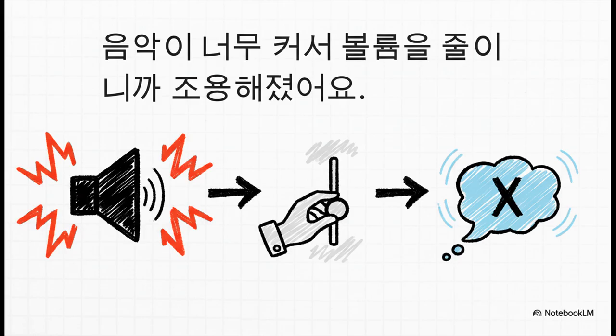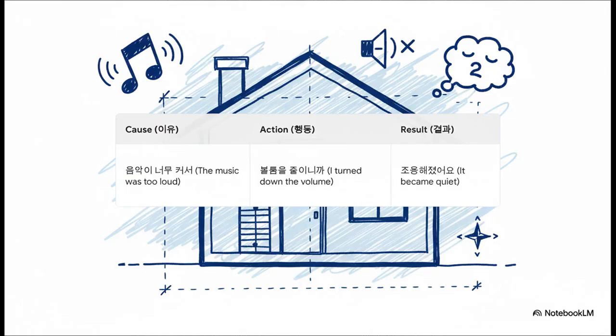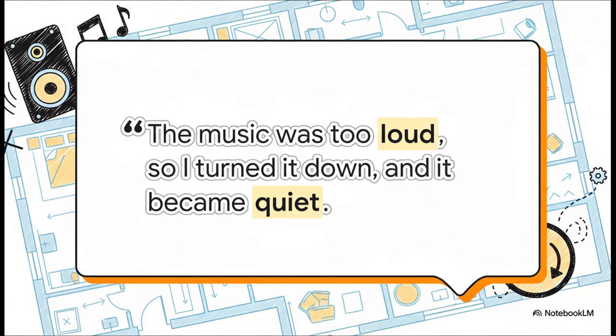Here's another situation I'm sure you've been in. 음악이 너무 커서 볼륨을 줄이니까 조용해졌어요. Another classic problem and solution story. And if we apply our blueprint, you see the same perfect logic. The cause? The music was too loud. The action I took? I turned down the volume. And the result? It became quiet. Cause, action, result. It just works. In English, this translates to, the music was too loud, so I turned it down, and it became quiet. You can really start to feel the power of this structure now, can't you?